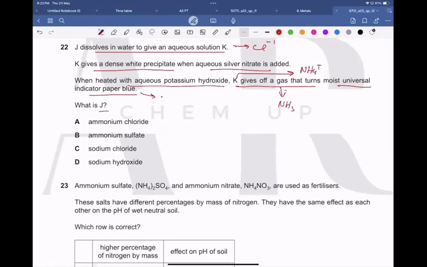So what is J? K is the solution of J. So it means J must contain ammonium and chloride ion. So it's ammonium chloride, not ammonium sulfate, not sodium chloride, not sodium hydroxide. So B, C, and D go wrong, and A is the correct answer. Is this clear to all of you?